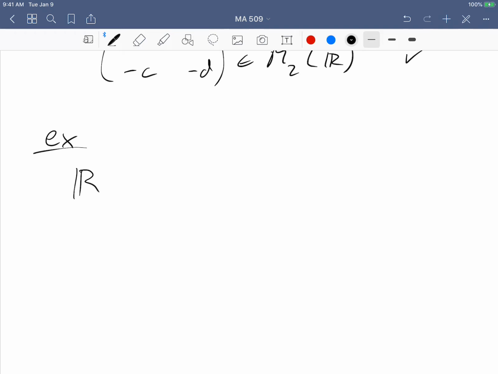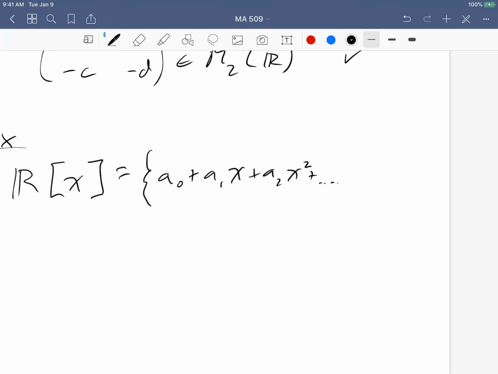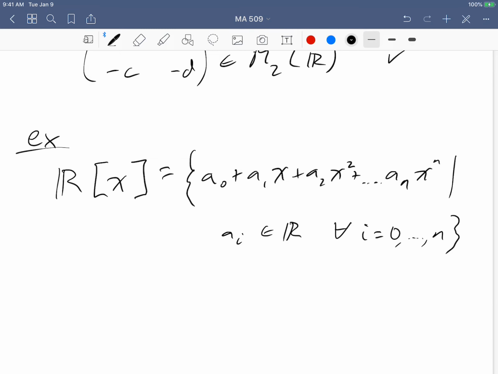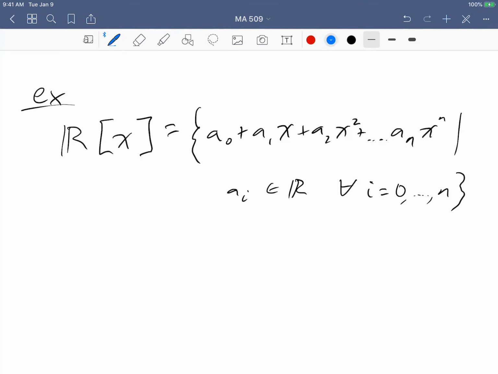So this is going to be R and then square brackets X. This is the set of all polynomials with real number coefficients. So I'm going to write a generic one as a0 plus a1x plus a2x squared, dot, dot, dot. And then at some point it ends, so we'll call that a_n x to the n. And the condition on the a's is that all the a_i's are in R for all i from 0 through n. Okay, so this is the set of all polynomials with real coefficients.